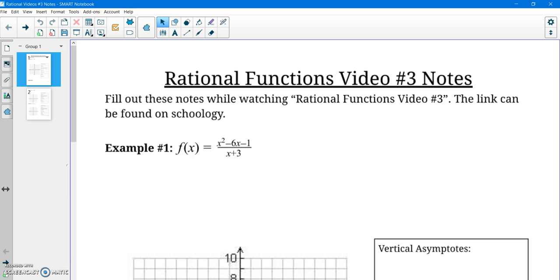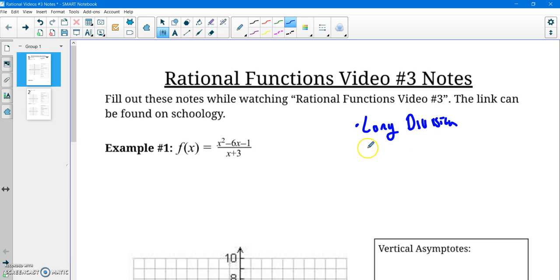Okay, so we're going to look at one final kind of weird situation that you might encounter, kind of like a special situation. It requires that you know both long division for polynomials and synthetic division.